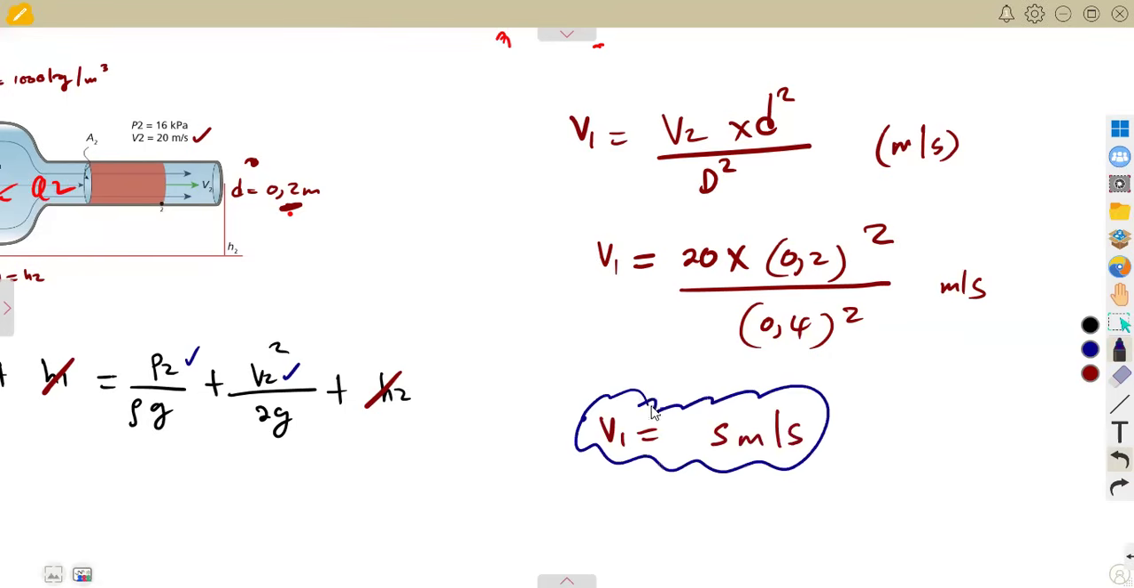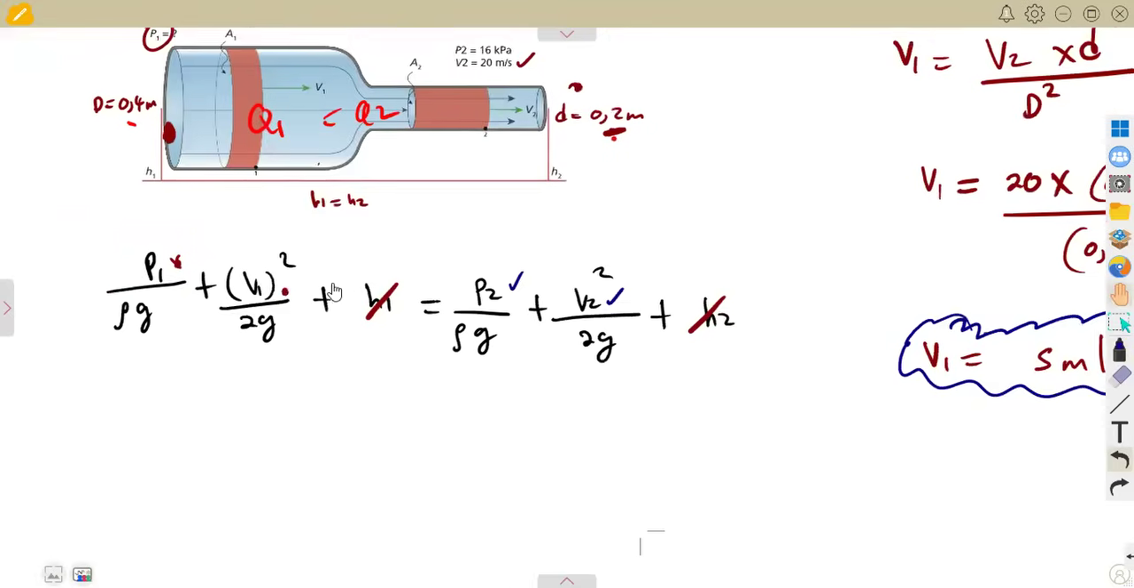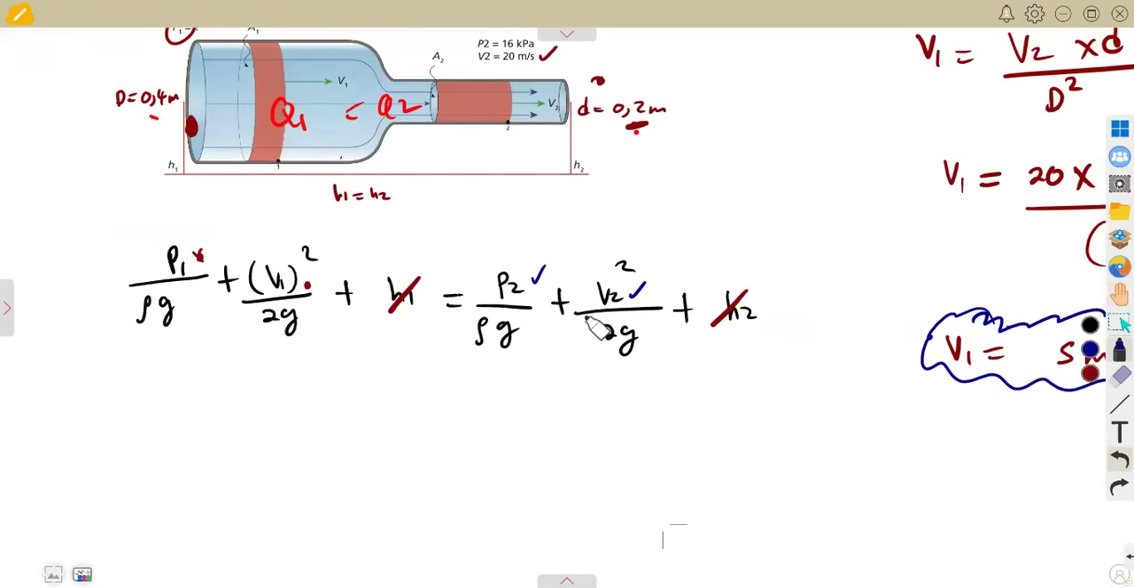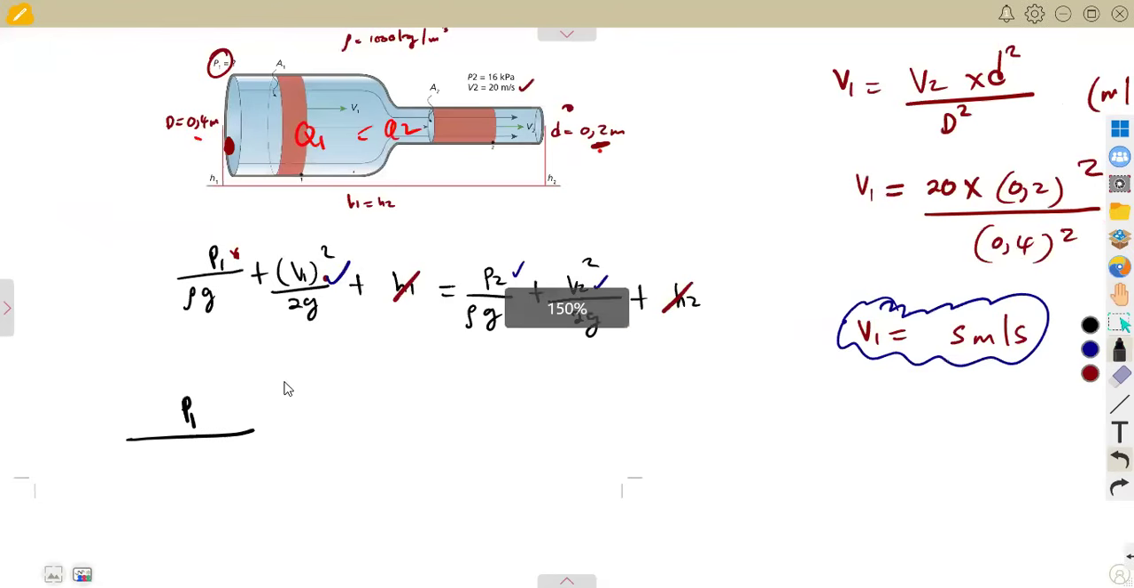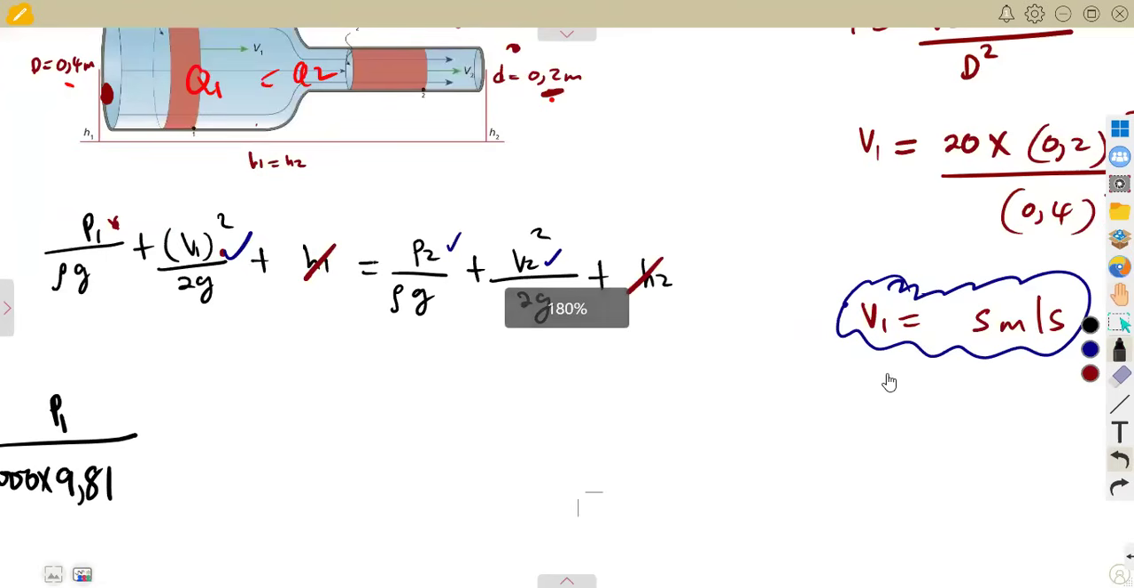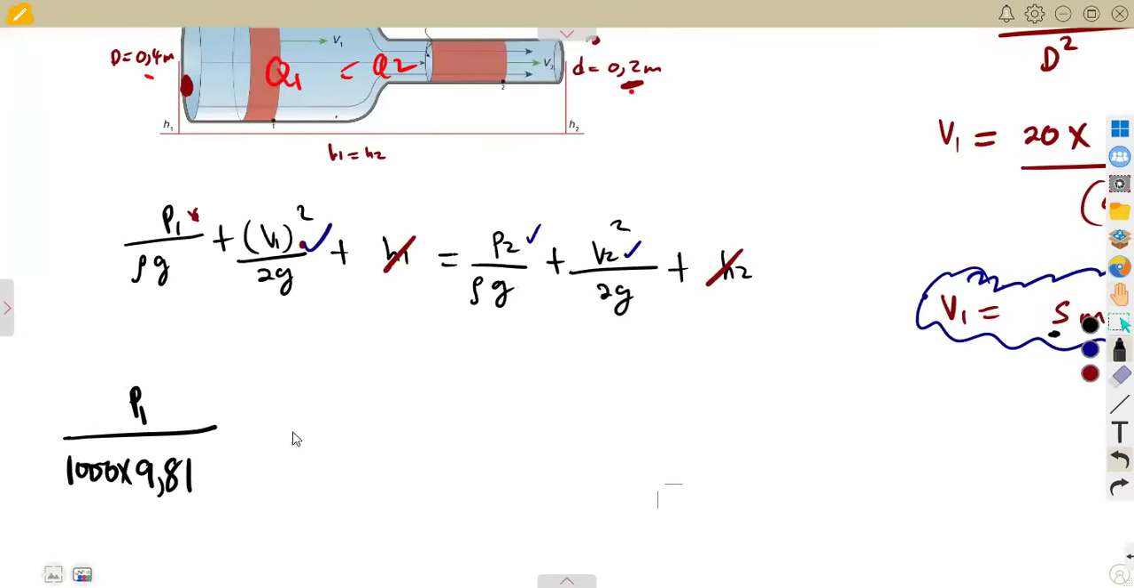With the velocity V1, we are now able to calculate P1, because that was the missing value. Everything else was there, the density, everything. So we're just going to insert our values. P1 is the one that we are supposed to calculate, given the density of water of 1,000 kilograms per cubic meter, the gravitational acceleration of 9.81, plus V1 squared. We calculated V1, our velocity there, it was 5. So it's going to be 5 squared over 2 times 9.81. Remember, H1 and H2 are equal, so just eliminate that from your equation.